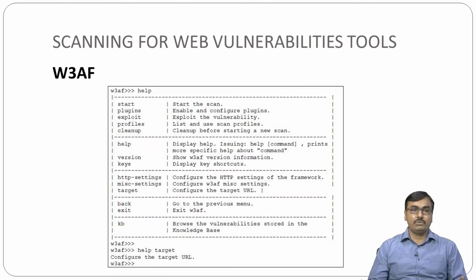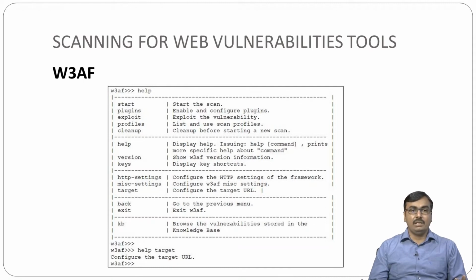You have to enter help, then press enter, and you will get this kind of screen. Start, plugin, exploit, profile, cleanup. These are the various commands available inside W3AF. Start basically starts the scan; plugins enable and configure plugins; exploit exploits the vulnerabilities we have found; profiles list and use the profile that we are going to scan. Cleanup, before starting a new scan, will erase whatever the previous command found.